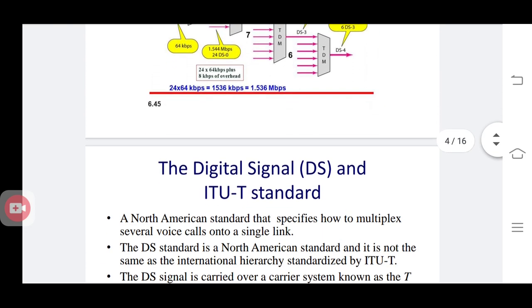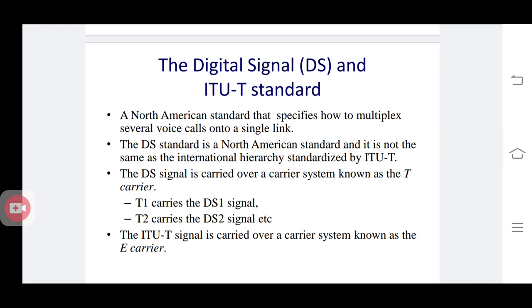Okay, next, what are digital signal and ITU standard? Actually, these are the standards which are used for digital signal transmission over TDM multiplexing. The digital signal standard is used in North America, and the ITU standard is used as the international standard. If a DS signal is carried over a carrier system, then it is known as D carrier, and if a signal is carried over the ITU standard, it is known as E carrier.